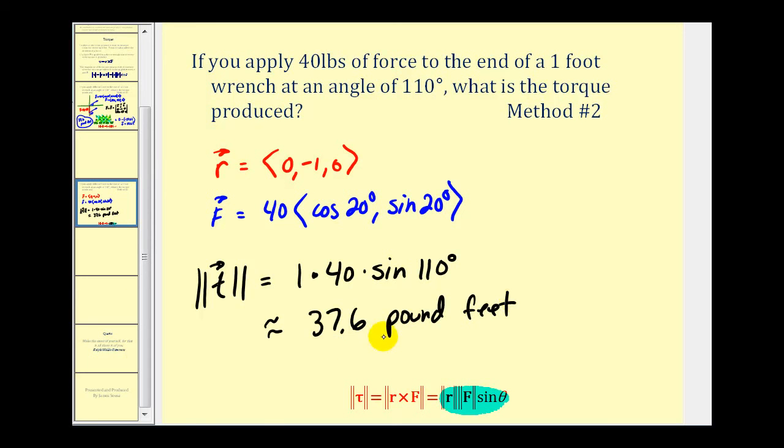So again, this is the amount of torque being applied in this situation. As you can see, setting up and solving it this way was much easier and much faster, but either way the result is obviously the same. So even though this is an example of an application of cross products, we can see it's much easier to solve using this second formula here. I hope you found this example helpful.